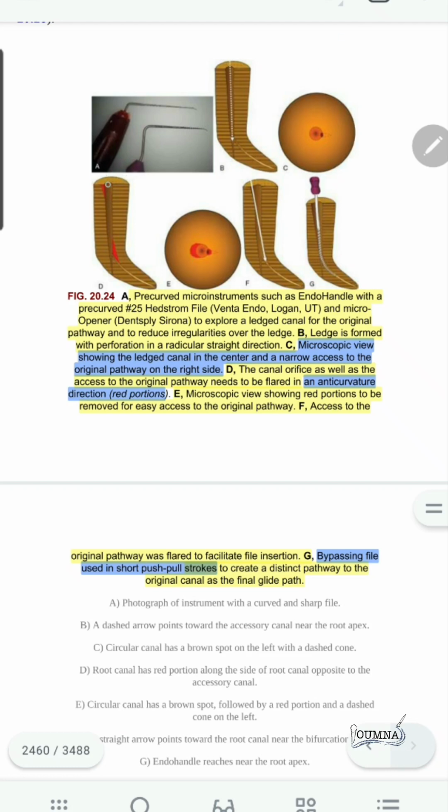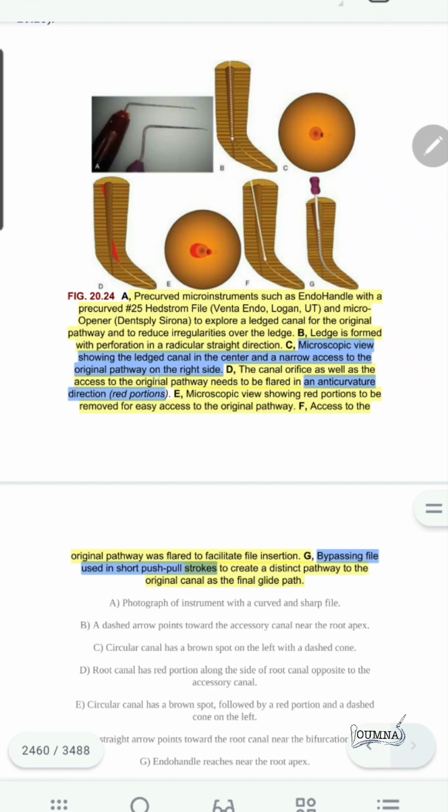So here, if we did a preparation in this area and remove this area, we will get a straight access to the original canal path, and that's what we did here. And we can see that we retrieve to the original path. Then we do some preparation to make sure that the ledge has become one with the canal and will not interfere with the preparation.